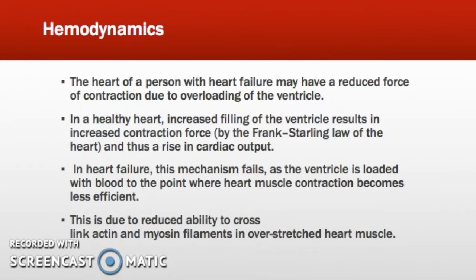The heart of a person with heart failure may have a reduced force of contraction due to overloading of the ventricle. In a healthy heart, increased filling of the ventricle results in increased contraction force by the Frank-Starling law of the heart, and thus a rise in cardiac output. In heart failure, this mechanism fails as the ventricle is loaded with blood to the point where the heart muscle contraction becomes less efficient. This is due to reduced ability to cross-link actin and myosin filaments in overstretched heart muscle.